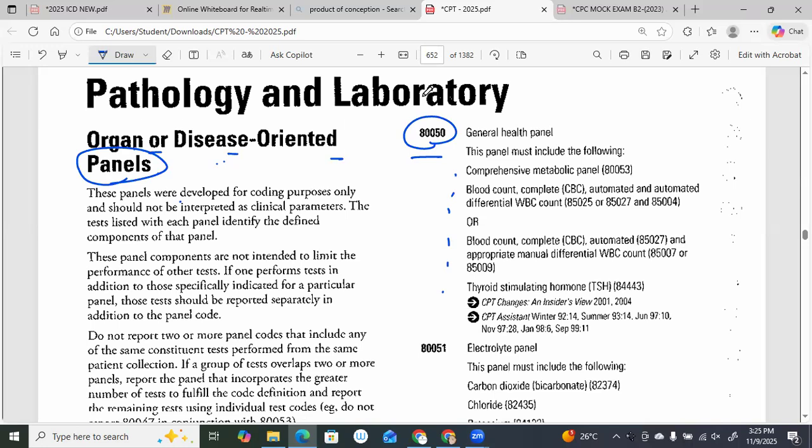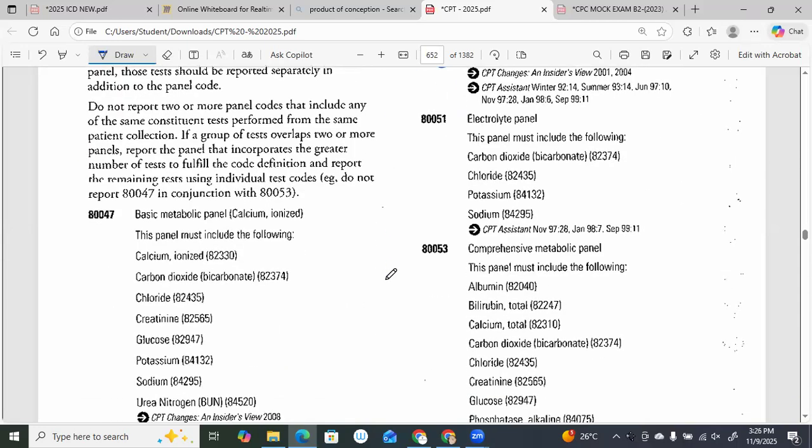So the general health panel, like you can see here, includes the comprehensive metabolic panel, CBC, and thyroid stimulating hormone. If you're going for a particular test and the doctor mentioned a particular panel, you are not going to bill each component separately. You have to bill the panel specifically. You don't need to bill each component of the panel. If the complete panel has been performed, you have to bill the complete panel. Each component is included in that panel.